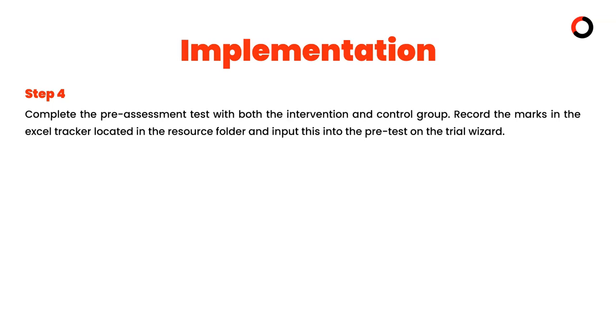Record the marks in the Excel tracker that's located in the resource folder and input them into the pre-test in the trial wizard. As you're using class data, it may help to have another class teacher or teaching assistant read out the scores while you input these into the platform. It will just speed up the process.